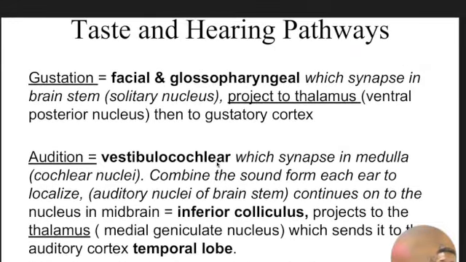Taste and hearing pathway. We saw this earlier. Taste and hearing, well, taste first, comes from the facial nerve and glossopharyngeal nerve. Okay, which goes directly to the thalamus and then to the cortex.